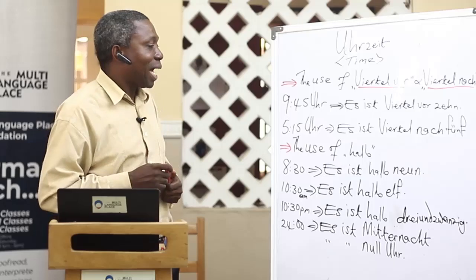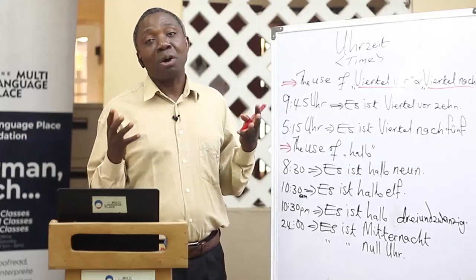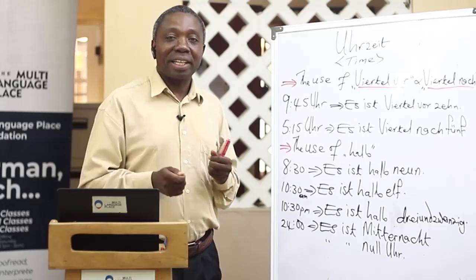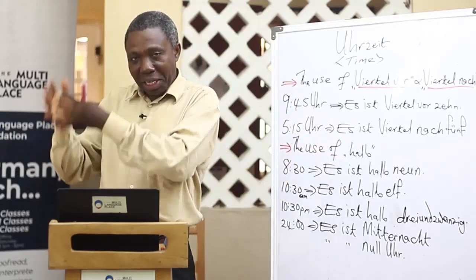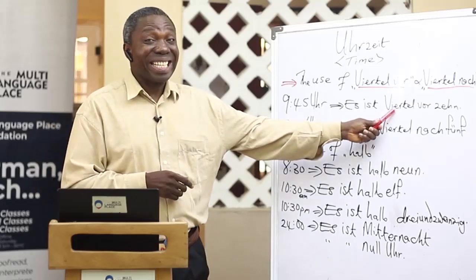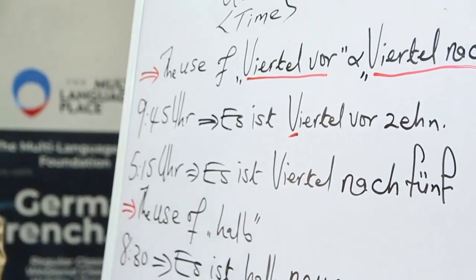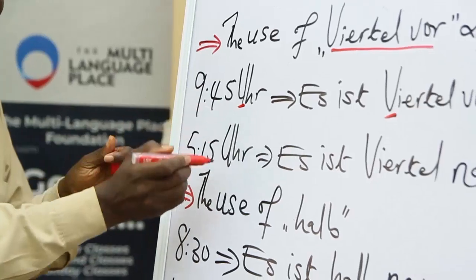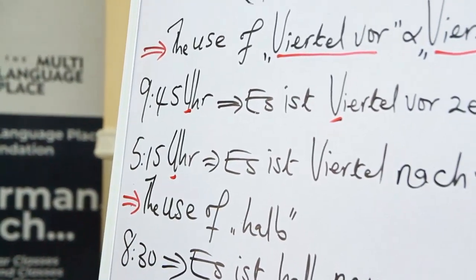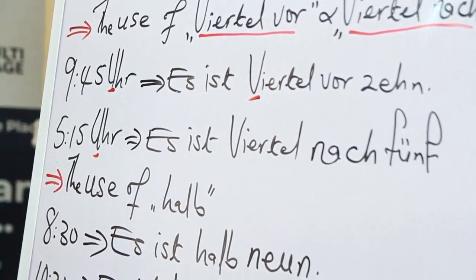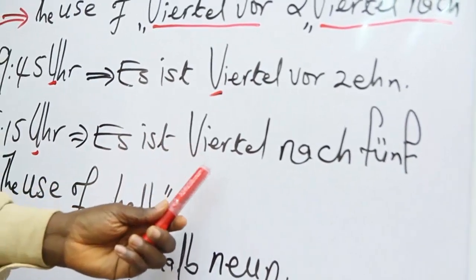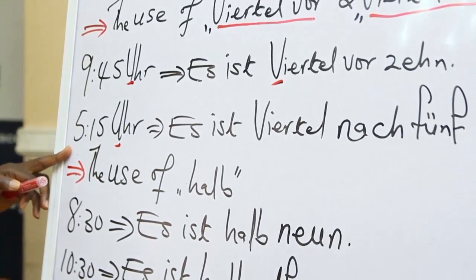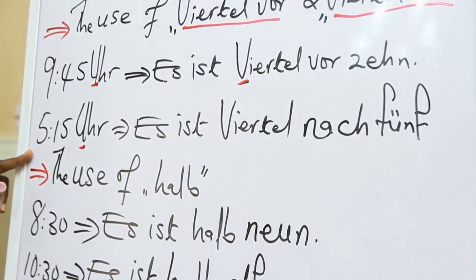Before we move on, I want you to remember the issue of nouns in the sentence. Nouns are written with an initial capital letter, whether at the beginning, in the middle or at the end of the sentence. Quarter is a noun, so we have it with a capital V. Even Uhr is a noun, that's why the U is capital. Everywhere you see it, it will be capital. So es ist Viertel vor 10, and then es ist Viertel nach 5. Quarter past 5.